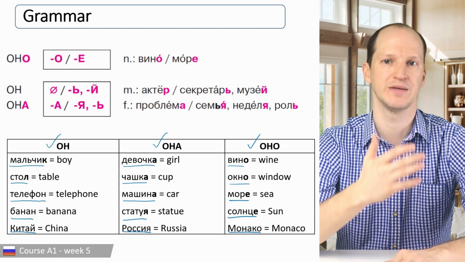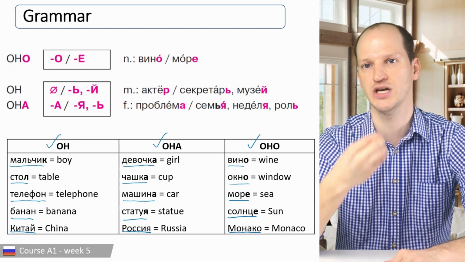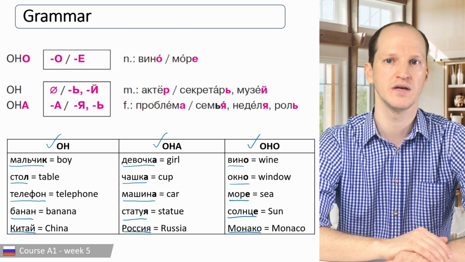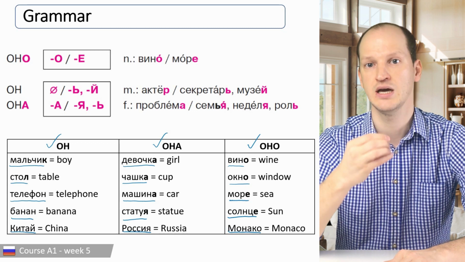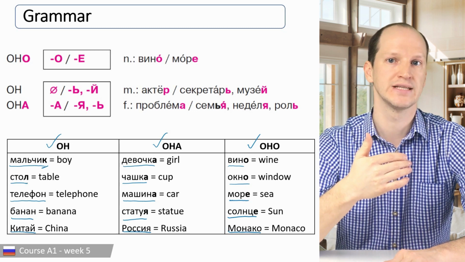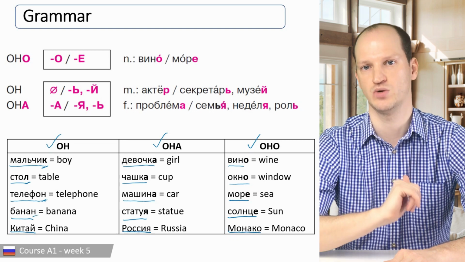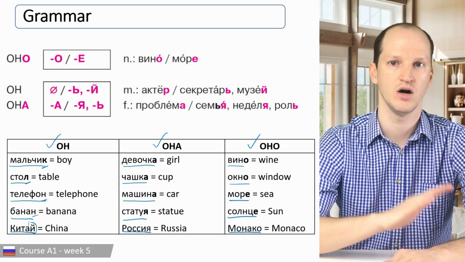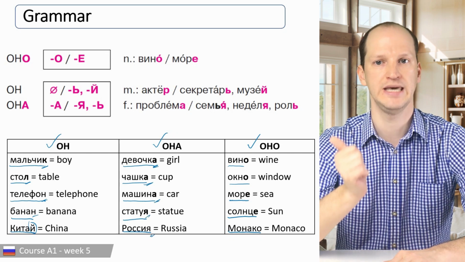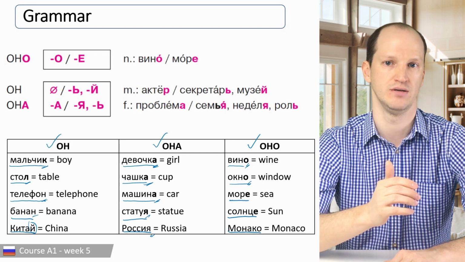Please have a look at the grammar table describing how we define genders of nouns. You see that the trigger that helps us to define gender correctly is the ending. If at the end you see a consonant or the letter y, the gender is masculine. If it is a or ya, the gender is feminine. If it is o or ye, the gender is neuter.